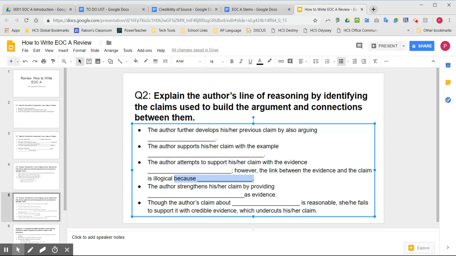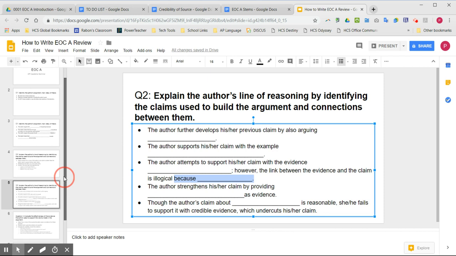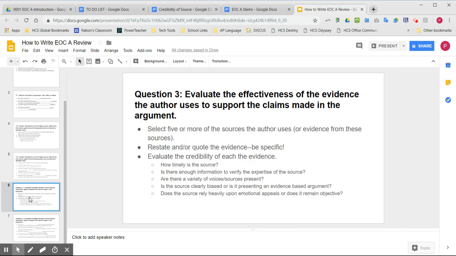Why is this? Prove this to me. Think back to our logical fallacies quiz. You've got to explain it. You could be 100% right, but if you can't explain it, I can't give you credit. And neither can your scorers at the College Board. All right, now there's question 3. Evaluate the effectiveness of the evidence the author uses to support the claims made in the argument.